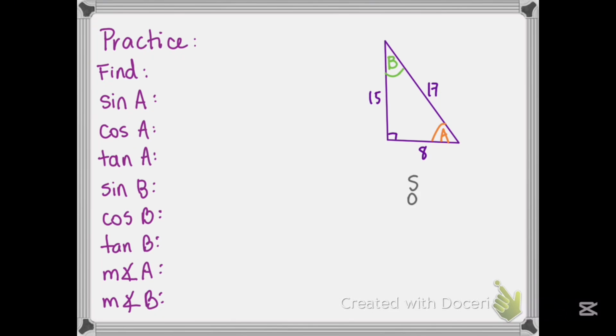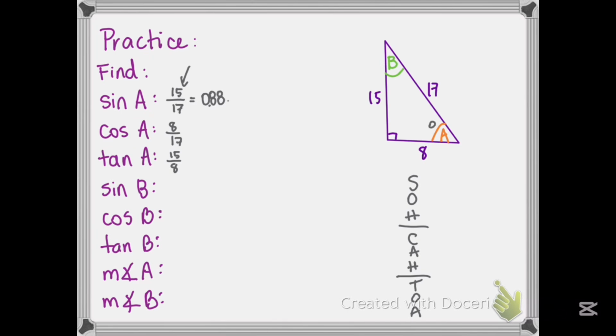First of all, remember SOHCAHTOA. The first one, they ask for sine of A, so sine of A is opposite over hypotenuse, which is 15 over 17. And again, you can find the answer by putting that in the calculator. You just put 15 divided by 17, and the answer is 0.88 approximately. You can also leave the exact answer, which is the fraction. For cos, it's adjacent over hypotenuse, so it's 8 over 17. For tan is opposite over adjacent, which is 15 over 8.